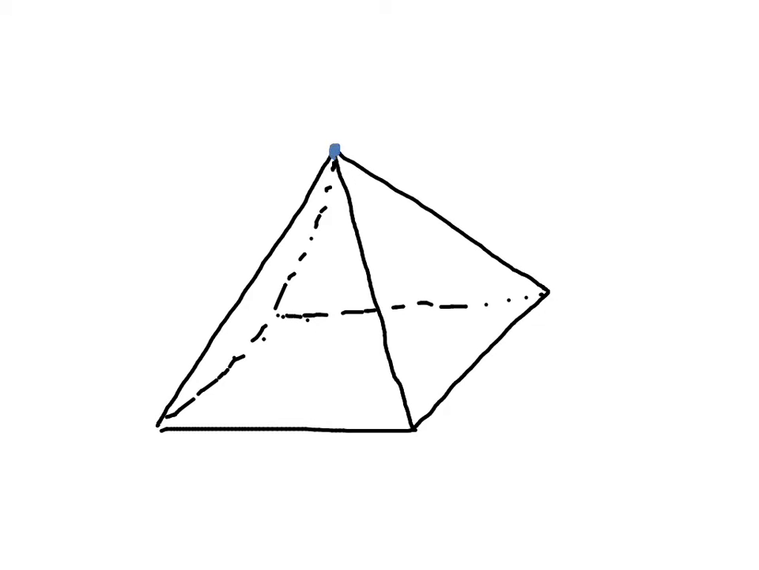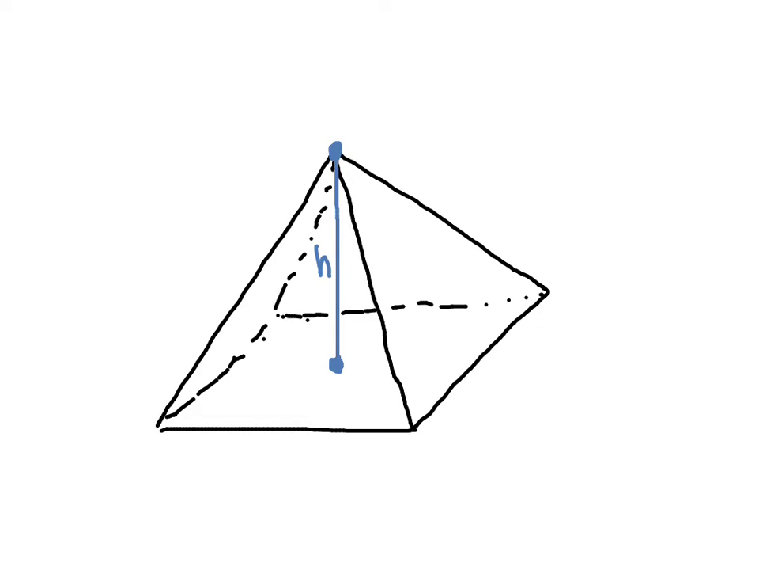Imagine if there was a line that went straight down from the top all the way through to the center. That is known as the height. Okay? So if you were dropping a line straight from the top of the pyramid right through the center to the basement, that would be the height of it. Okay?